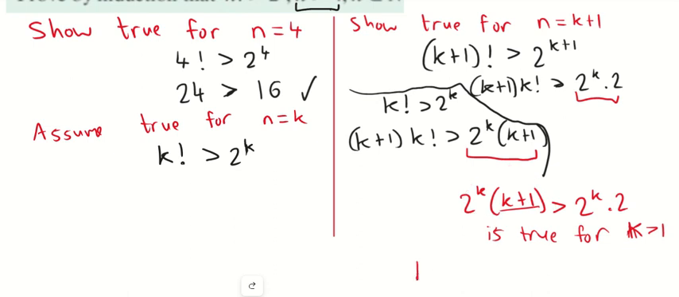So that's true then. So k plus 1 factorial is greater than 2 to the power of k plus 1. So we've shown then that it's true for n equals k plus 1.